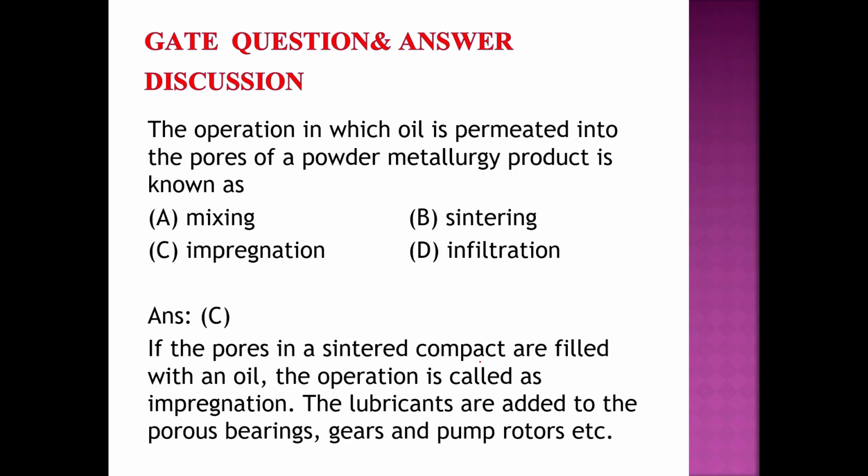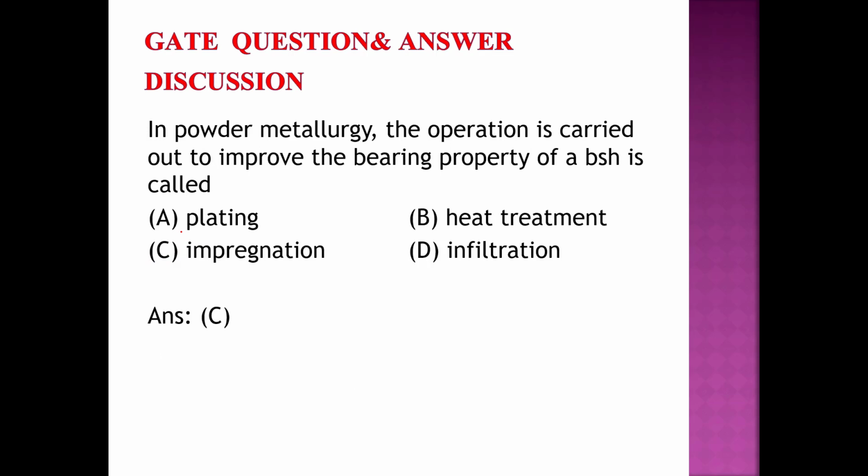The operation in which oil is permeated into the pores of a powder metallurgy product is known as impregnation. If the pores in a sintered compact are filled with oil, the operation is called impregnation. The lubricants are added to porous bearings, gears, pumps, rotors, etc. In powder metallurgy, the operation carried out to improve the bearing property of a bush is called impregnation.